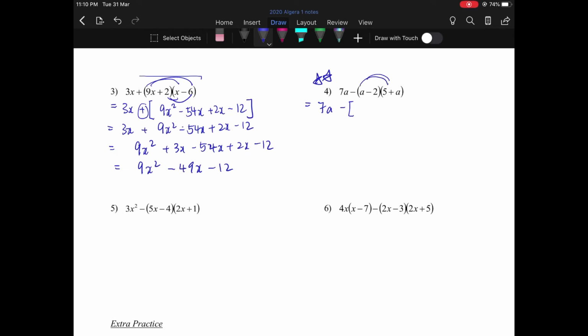So a times 5, we get 5a, followed by a squared. Then you distribute -2, you will get -10 minus 2a. To remove the brackets, we have to distribute the negative sign into the terms in the bracket. So the sign in the brackets will change. Then we get -a squared plus 10 plus 2a.